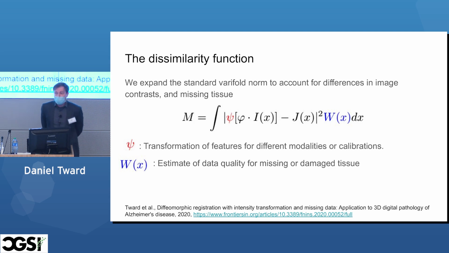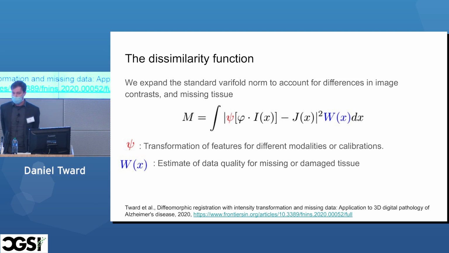So we can build a dissimilarity function in order to align two data sets. I'm calling this function M for matching. And our dissimilarity function includes the varifold norm between the dual images. So we compute these nice, smooth images by acting on our data sets with a kernel. We look at the difference between them and compute sum of square error. Only after inputting this function phi, which allows us to transform features of one data set to match the features of another data set if necessary.